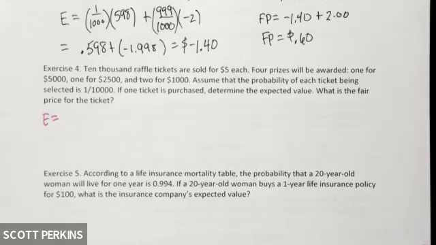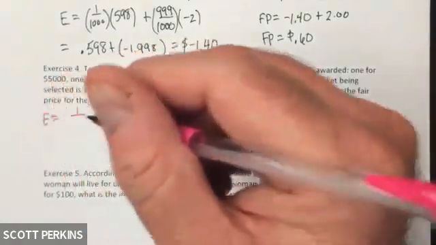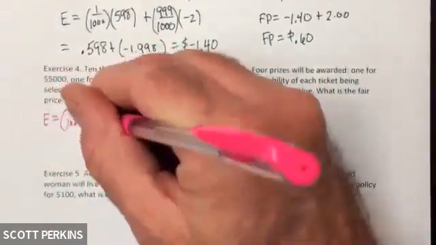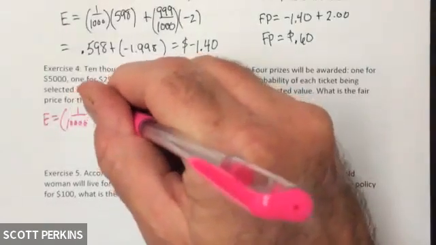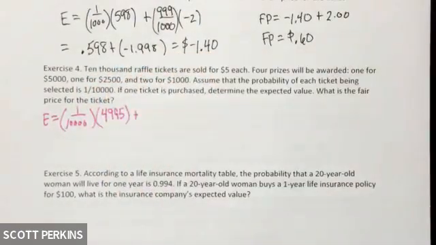All right, what's the probability that you win the 5,000? Perfect. You have 1 chance. There's 1 $5,000 prize out of the 10,000 tickets that are sold. And what's your net result if you win the 5,000? Great job. $4,995. Well done.